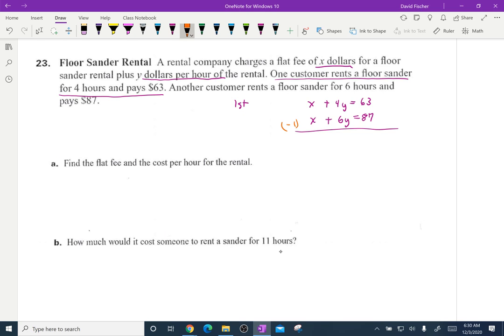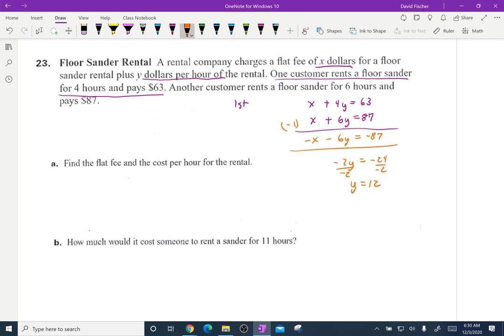Or I could subtract those two equations. I guess you could have done this equation yesterday. So I want to just multiply it by a negative 1, because then my brain works a little bit better. So my x's cancel out. 4y's minus 6y's is minus 2y's. 87 take away 63 is negative 24. Divide by negative 2, y equals 12. So my y is 12.